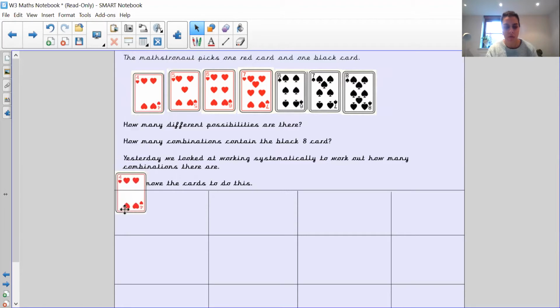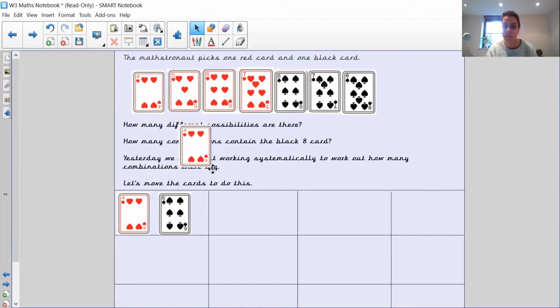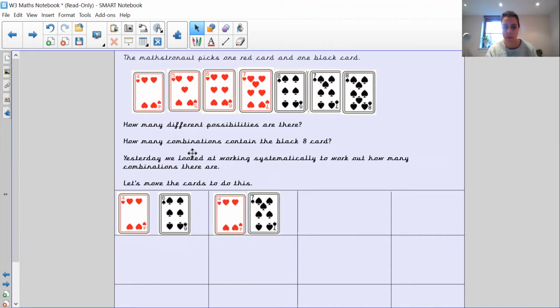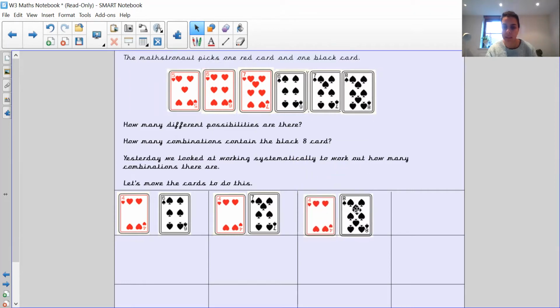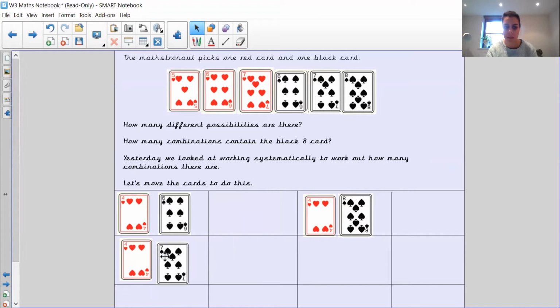I'm going to do red 4, black 6. Then I'm going to do the red 4 again, the black 7. I'm going to do the red 4 again, and the black 8. They're all the red 4 combinations you can have that have 1 black and 1 red card. Then I'm going to do the same with number 5. I'm going to move these, so I think it'll be easier to see them if they're going down. Let's put them down here instead.